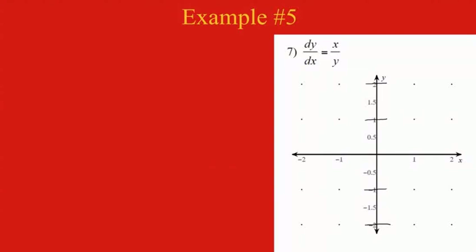So we're doing x divided by y. So 1 over 1 is 1. 1 over 2 is a half. 2 over 1 is 2. 2 over 2 is 1. And we just continue following that pattern throughout the entire problem, getting lines to look like this.